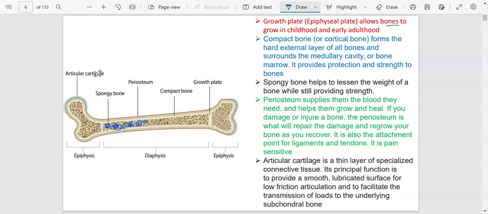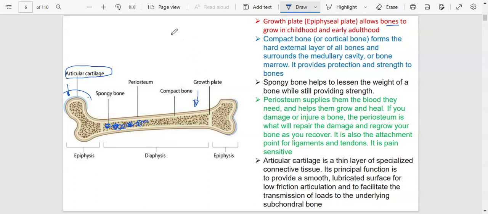All right. We also have the articular cartilage, which you are able to see at the end here. The articular cartilage is a thin layer of specialized connective tissue. Its principal function is to provide a smooth lubricated surface for low friction articulation and to facilitate the transmission of loads to the underlying bone. So what happens is that when another bone connects here, the cartilage is a connective tissue, so it is going to lower the friction, because mostly these long bones are found at joints where you are able to move.